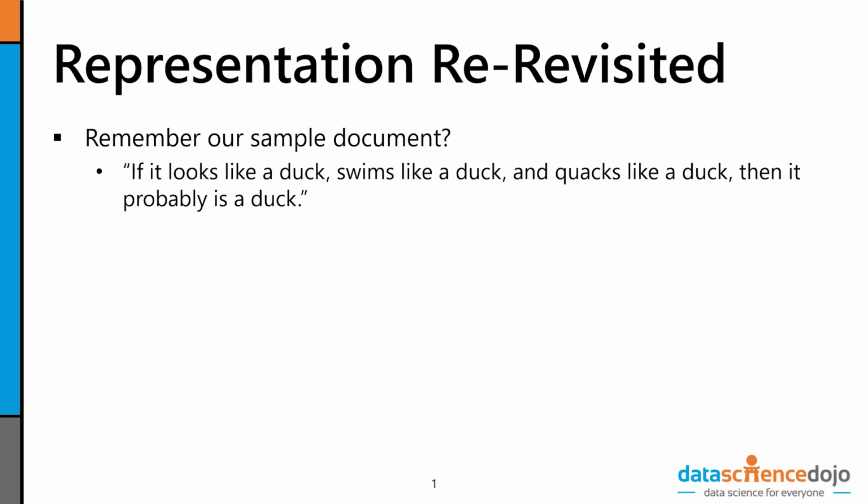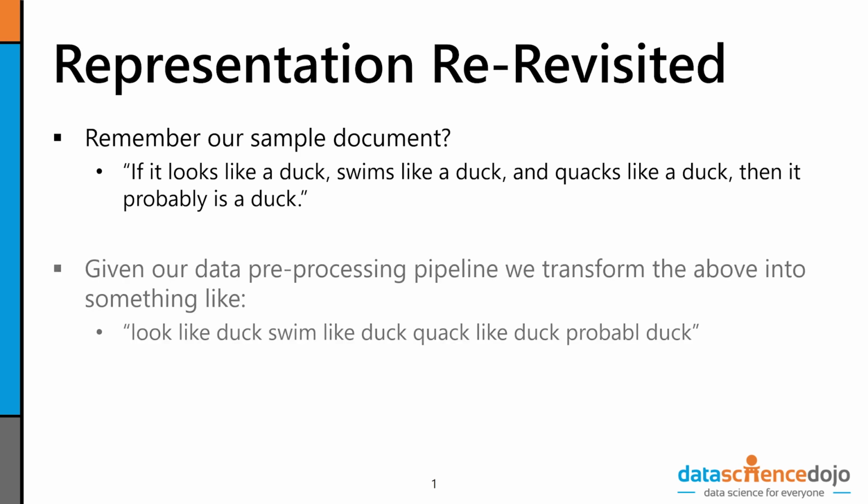So if you remember, we had a sample document earlier in the video series. If it looks like a duck, swims like a duck, and quacks like a duck, then it probably is a duck. Right? So we just use this as an example. And what we learned was if we ran this through a prototypical text analytics data processing pipeline, we would get something that looks a little bit like this. Look like duck, swim like duck, quack like duck, probable duck.